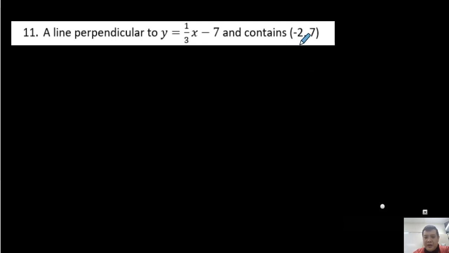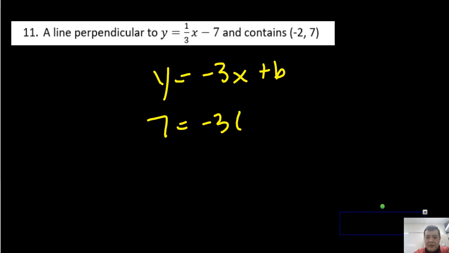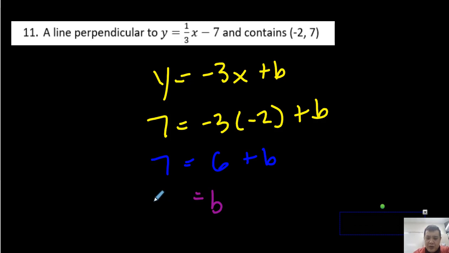Here, we're not given the y-intercept, so we're definitely going to have to plug in our point. Our slope here is going to be -3, because that's the opposite reciprocal of 1/3, since we're going to have a perpendicular line. So our formula is y equals -3x plus b. We're going to plug in our point (-2, 7), so 7 equals -3 times -2 plus b. We get 7 equals 6 plus b. Subtract 6 from both sides, and we get b equals 1. So therefore our equation will be y equals -3x plus 1.